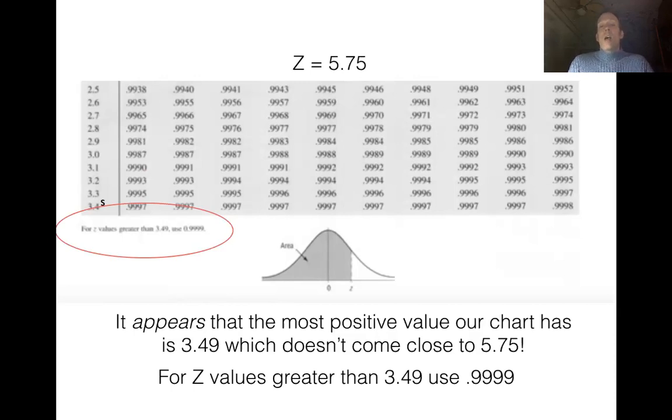And it makes sense because the empirical rule says if you're more than 3 standard deviations above the mean, very few members of the population are going to be higher than you. Almost the whole population will be less than you. So we don't want to say 100% is going to be less than you. Instead, we're going to use the value 0.9999 because 99.99% of the population should be less than 3.49 standard deviations above the mean.